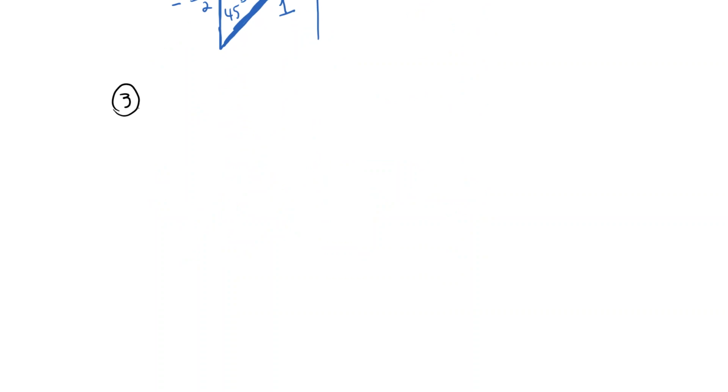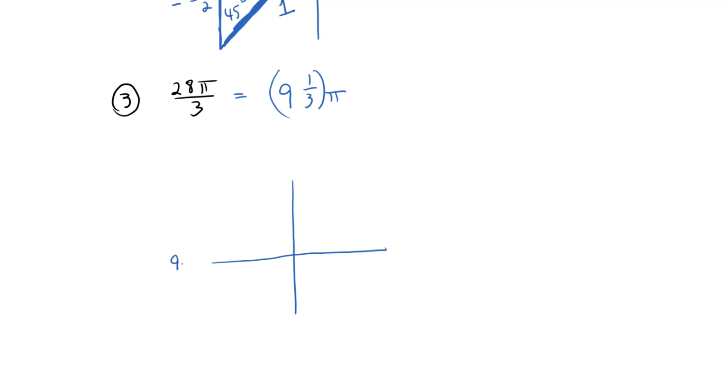Let's see if we can draw the reference triangle for, how about 28 pi over 3, which is the same as 9 1/3 pi. So 9 pi is odd, so 9 pi is over here. Then I need to go another 1/3 pi, so I cut into thirds, which are these cuts, so 9 1/3 pi is here. So that's my terminal side.